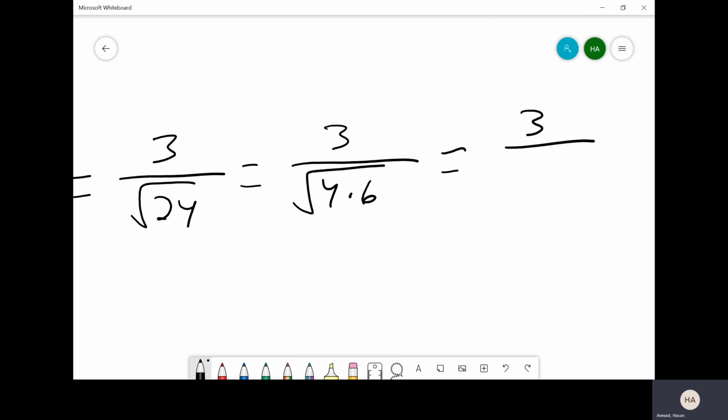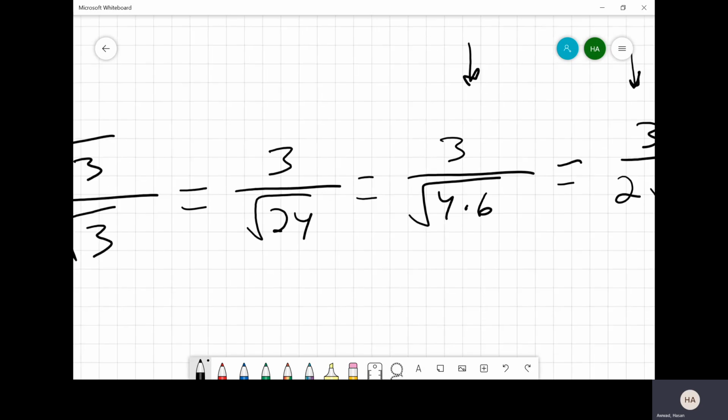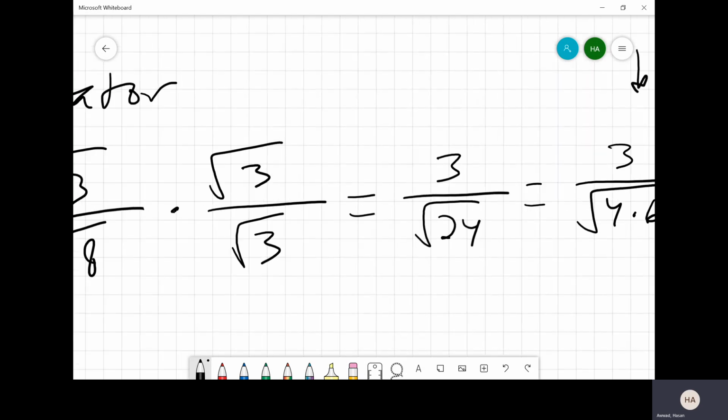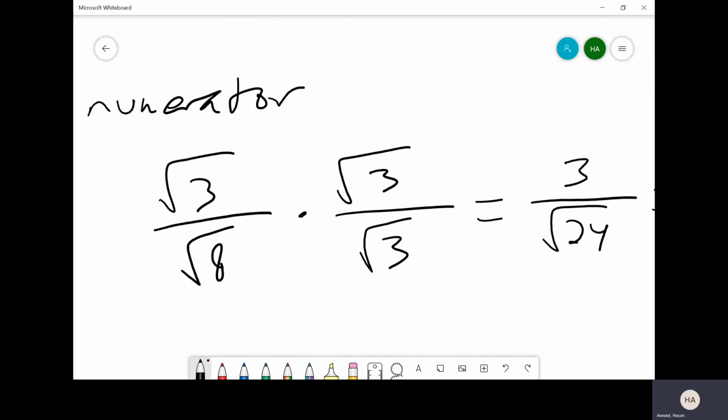And that's just going to give you 3 over 2 square root of 6. Now that simplification, the final two steps indicated by arrows here, these final two steps aren't necessarily the goal of this. The goal here is that you understand what rationalizing is doing. Again, our goal was to rationalize the numerator.